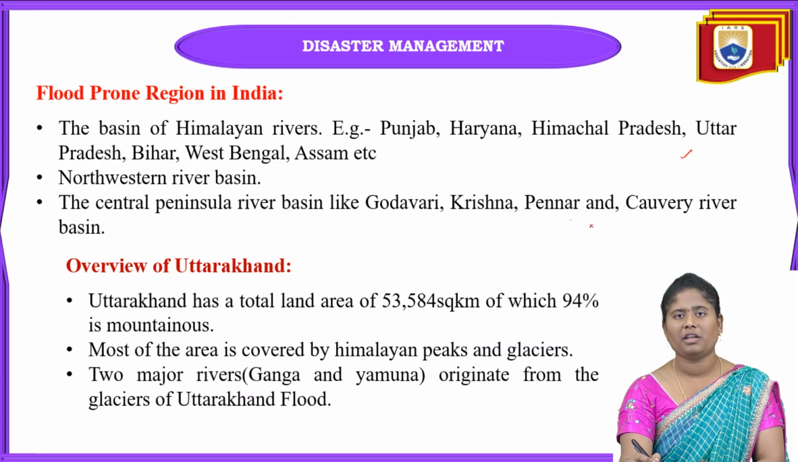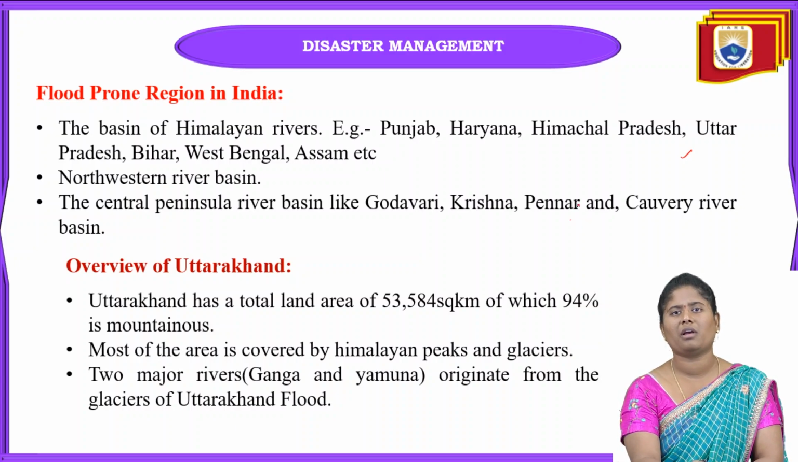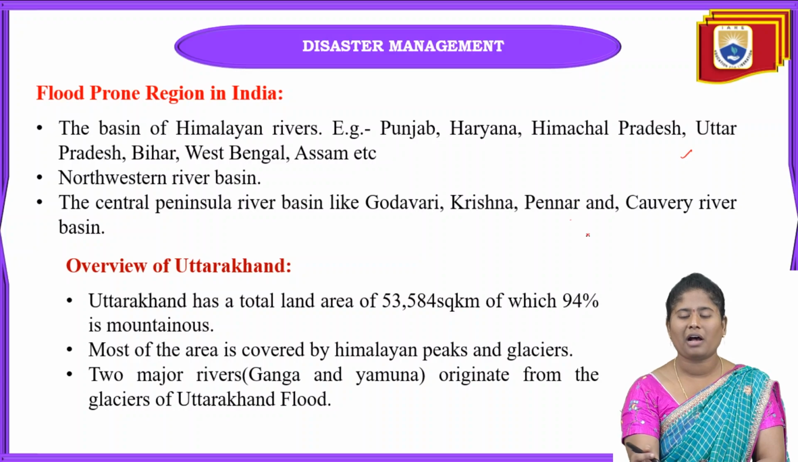And next is the Central Peninsular River, that is nothing but Godavari, Krishna. These all come under the peninsular river basin only. Kaveri, Pennar River, these are all rivers which come under the Central Peninsular River Basin.